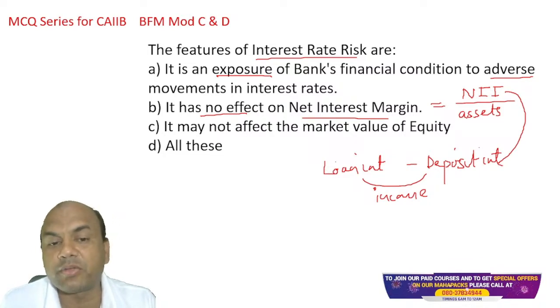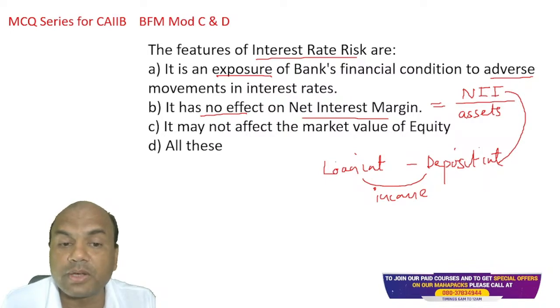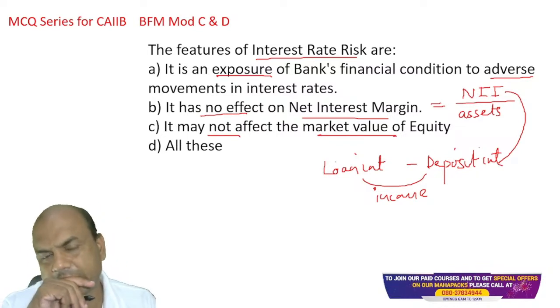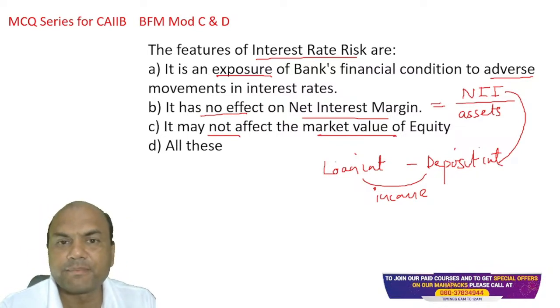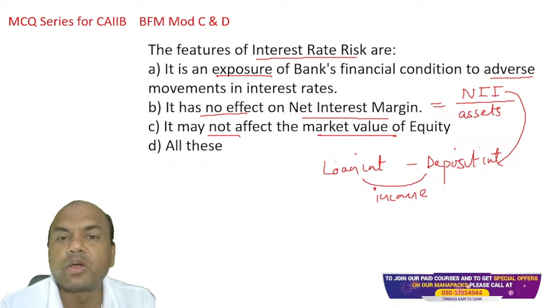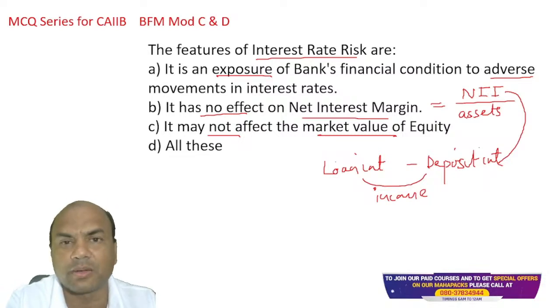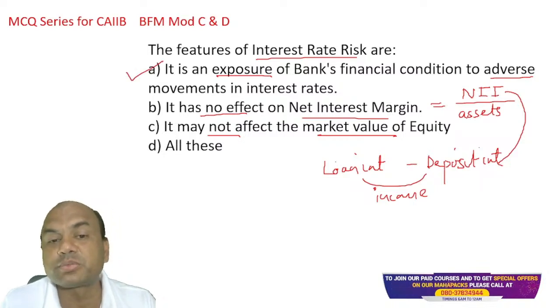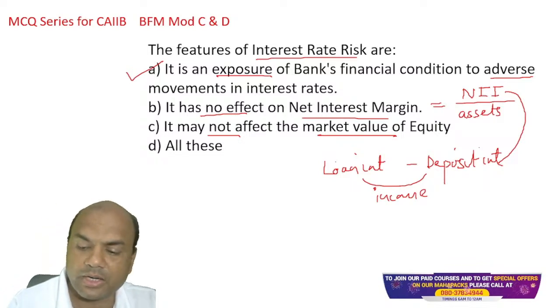It may not affect the market value of the equity, and all of these. What is the answer? All of these? Because all the answers earlier were all of these, that's why this is also all of these. Don't follow this concept in your CAIIB. CAIIB is not all of these, none of these. It's not compulsory that these answers will be there. The correct answer over here is A. It is an exposure to bank's financial condition to adverse movement in the interest rate. It has an effect on NIM. It may affect the market value of the equity. Okay, that is the correct one.